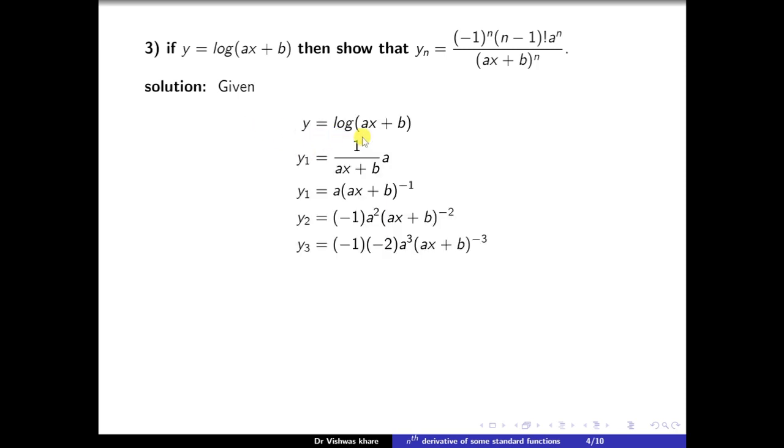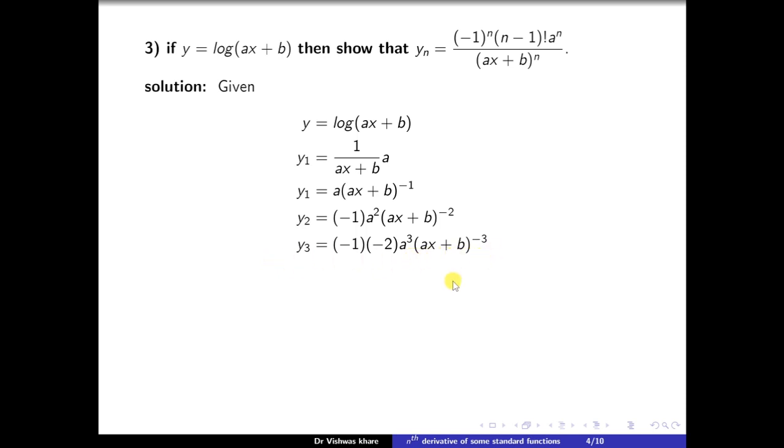Given y is equal to log(ax plus b), finding the first derivative, y1 becomes 1 upon (ax plus b) into a. This can be written as y1 is equal to a into (ax plus b) to the power minus 1. Now finding the second derivative, it becomes minus 1 (ax plus b) to the power minus 2, and the further derivative of ax plus b gives a, and this a will become a square. Similarly, y3 becomes minus 1 into minus 2 a cube (ax plus b) to the power minus 3.